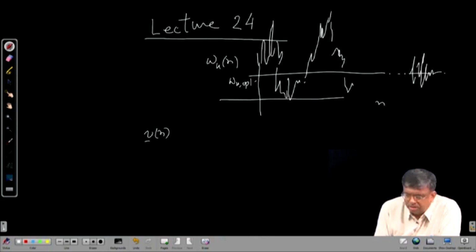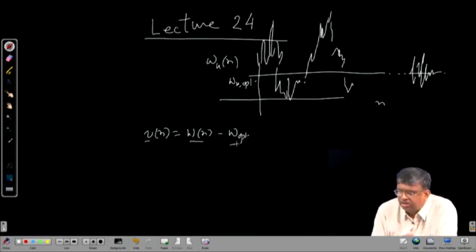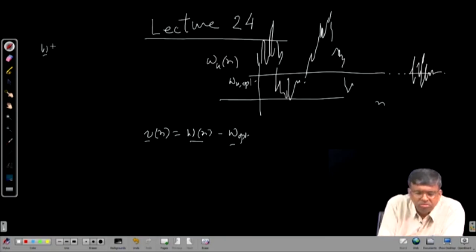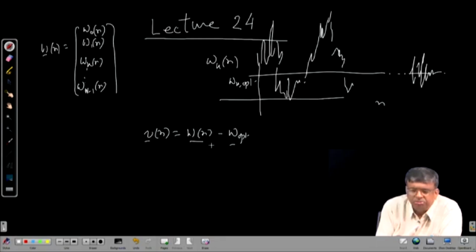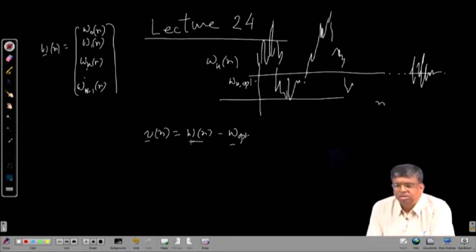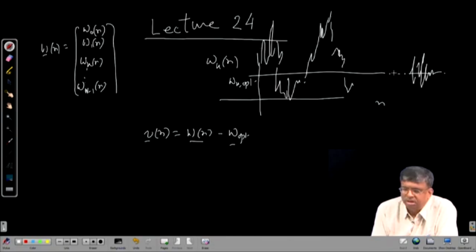Here I take the filter weight error vector, not with respect to a particular component, say the kth component, but all together, the weight vector W(n) minus the corresponding optimal vector, V(n). All the weights w_k(n) are here and w opt is the corresponding optimal vector. So, this gives the filter weight error w_k(n) minus w_k opt for k equal to 0, 1, and so on.